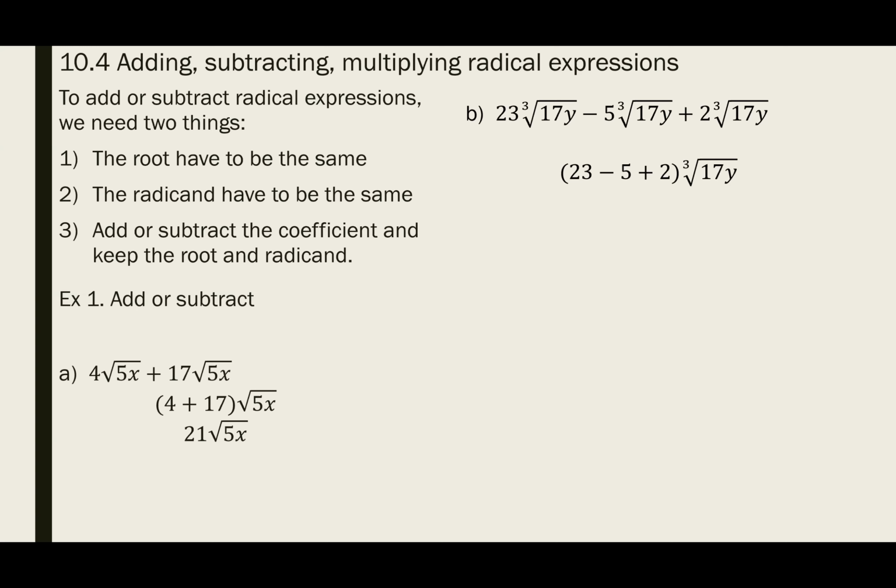So once we have this, everybody see that 23 subtract 5 gives you 18. 18 added to 2, in total, you have 20 cube root of 17y. Okay. So again, in order for you to add, the root has to be the same, and the radicand, the item inside your root, has to be the same in order for you to add.